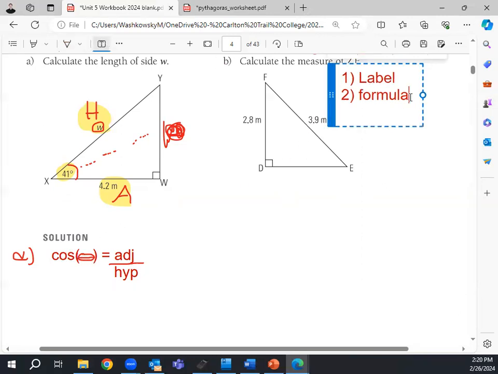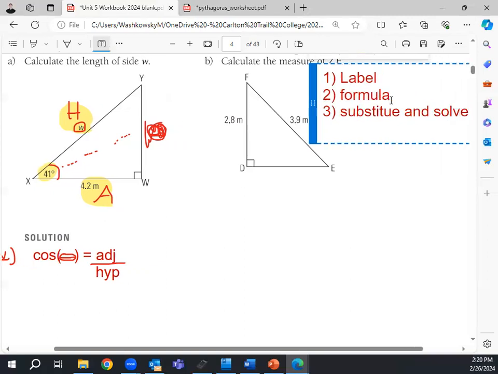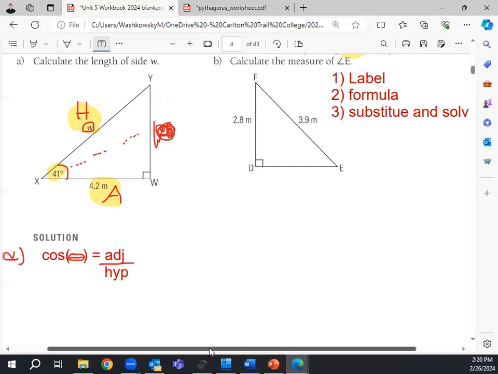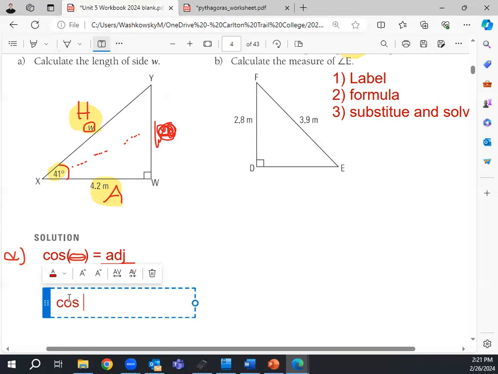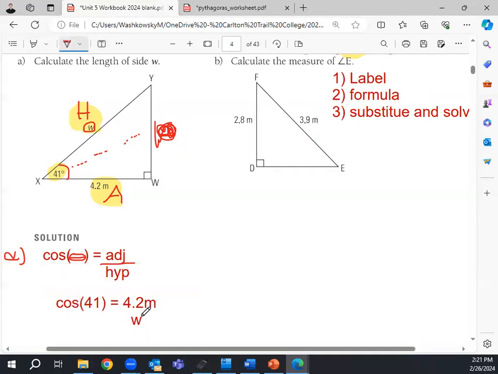Hey, I found my formula. The next thing is, well, I need to substitute and solve, right? So it's still the same steps as a lot of other things. So I've labeled it. I've done my formula. Now I need to substitute. So I have the cos of the angle here is 41 degrees. It tells me what the angle is. 41 degrees is equal to adjacent. It tells me that that is 4.2 meters divided by my hypotenuse, which I don't know what it is. It's just said that it's W.